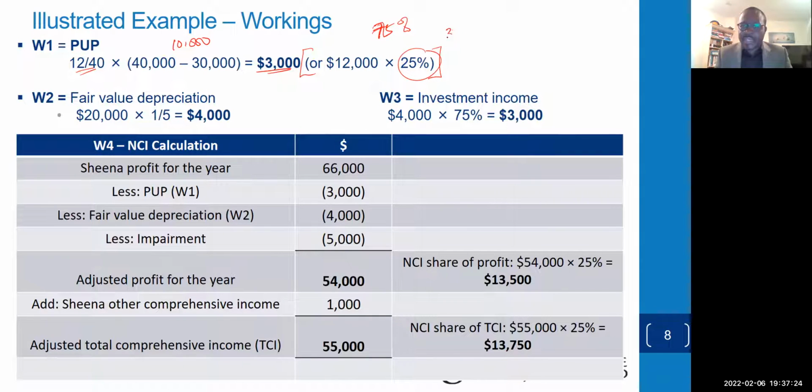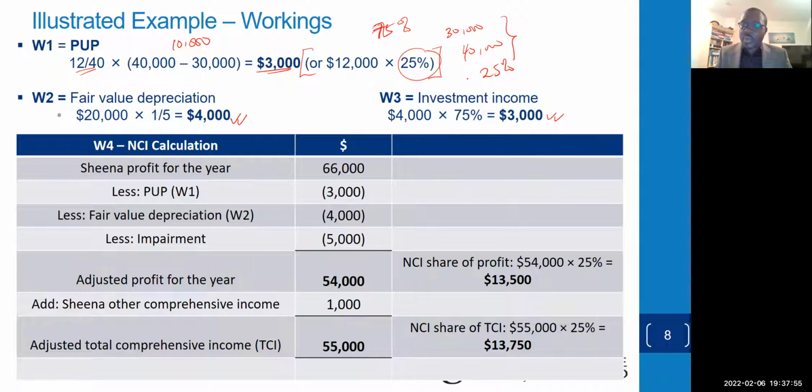So the item was actually 30,000 and we sold it to you for 40,000. Simply, you can see that we added a 25% markup to get that particular figure that we're looking for. So you could use another dimension and find it out of the remaining portion of the goods. So the PUP remains as 3,000. Fair value depreciation, I showed this in the working. And then the investment, I also showed you in the working that we're taking only 75%.